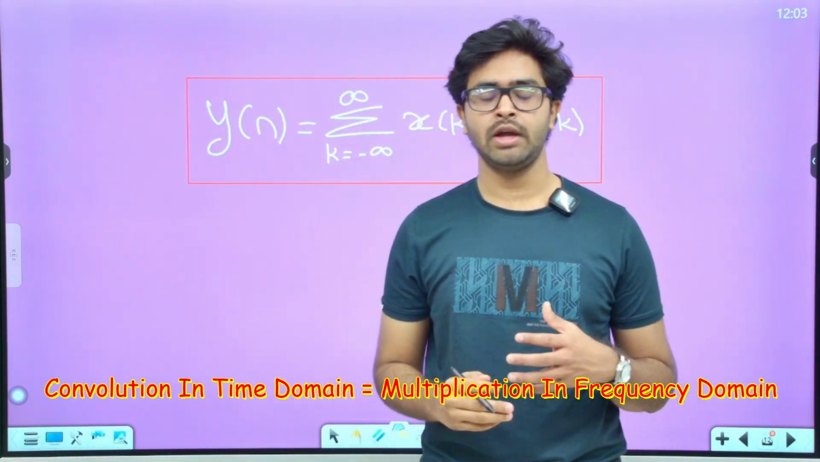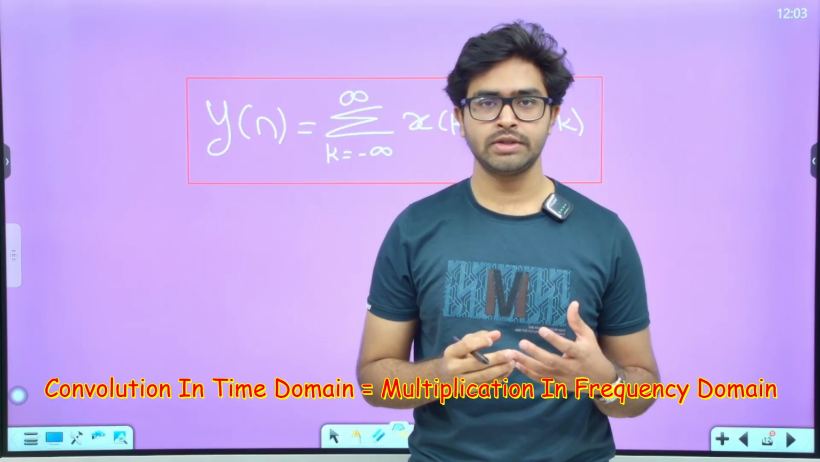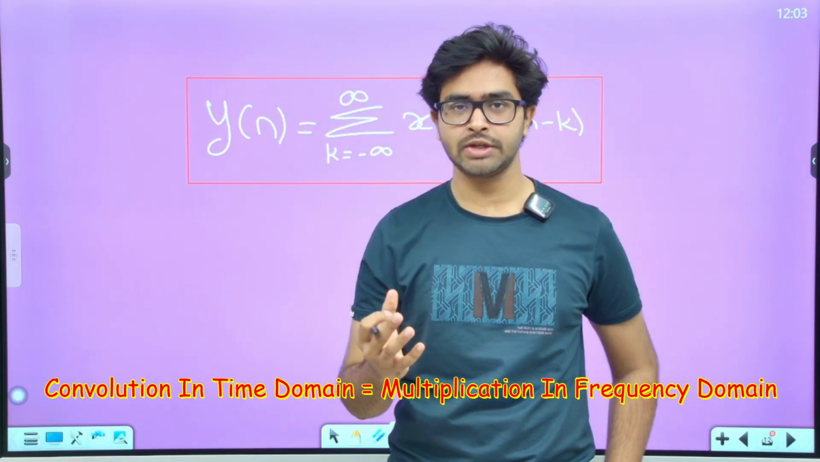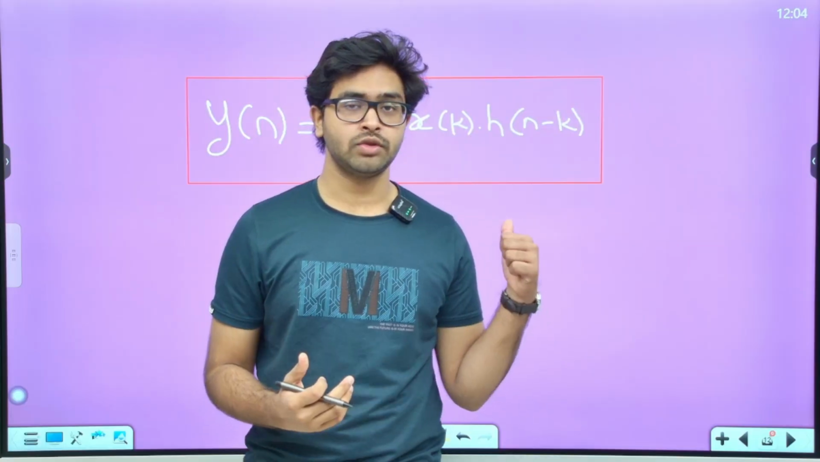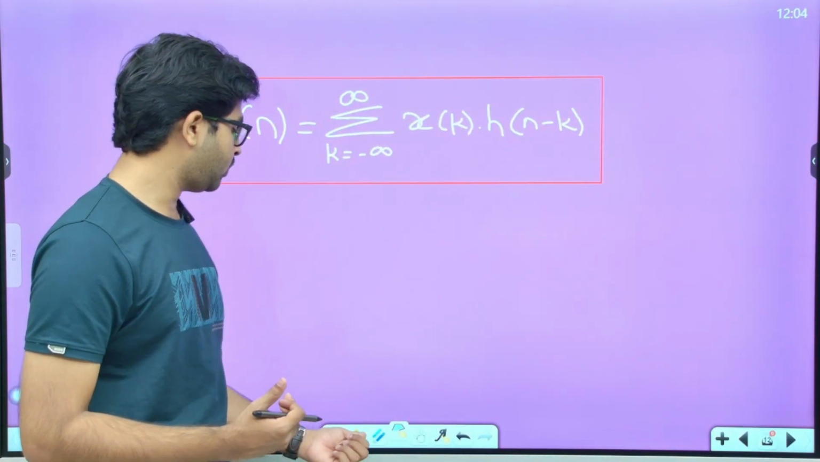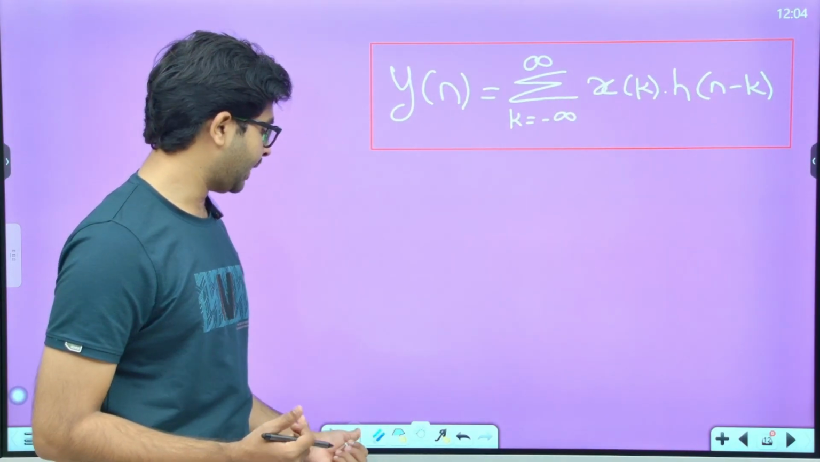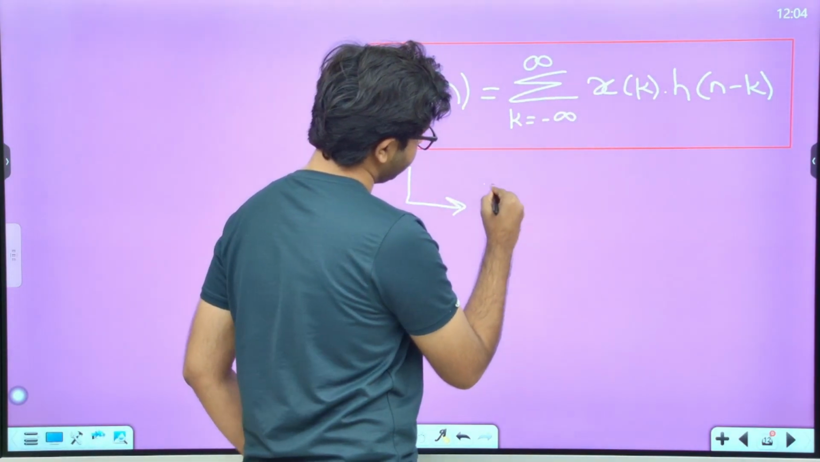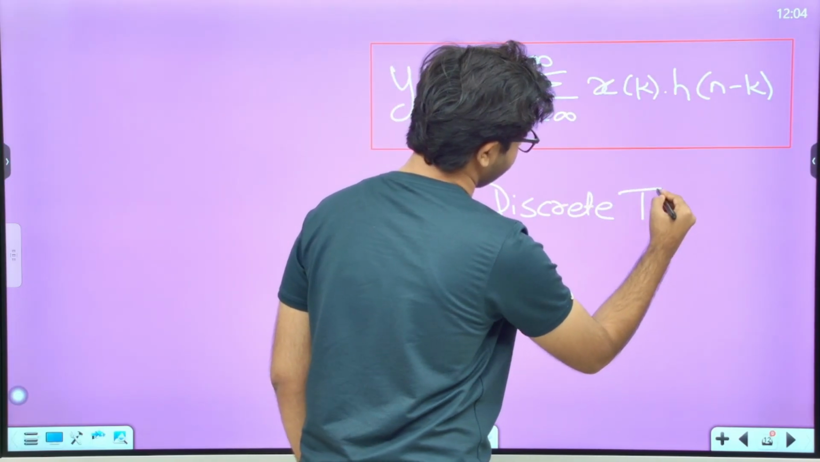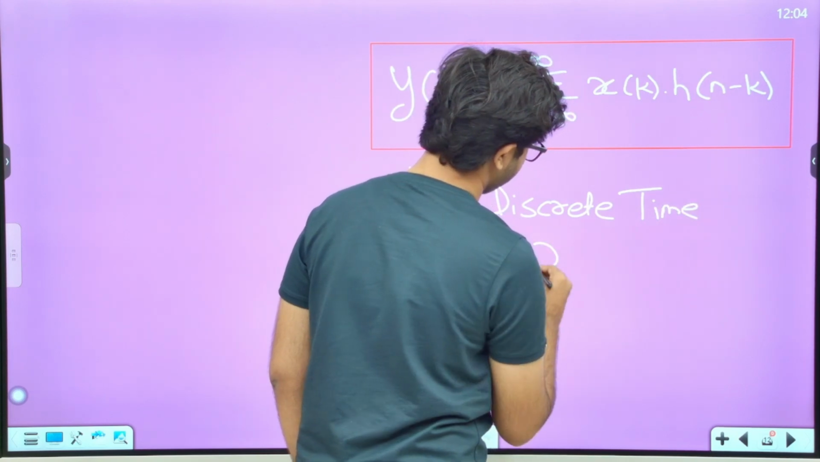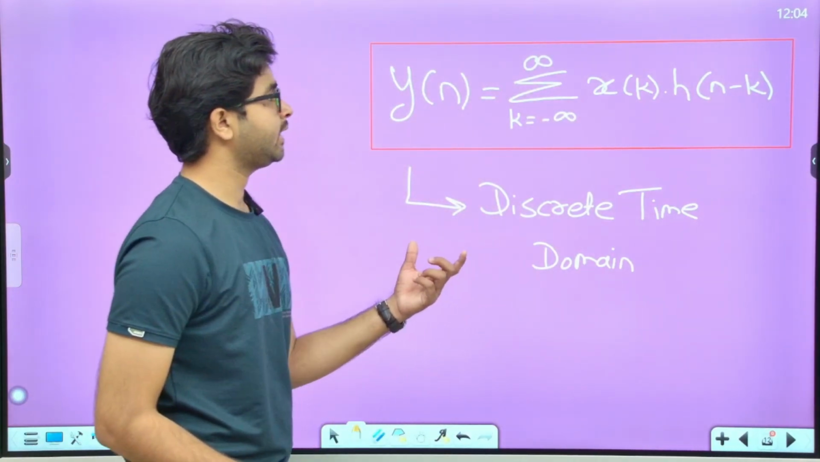Most of the times we just say convolution is multiplication in time domain or in frequency domain or whatever. The convolution is multiplication, but not exactly multiplication. For that convolution, the output will look like this. This is the formula for that. So this is the formula in the discrete time domain.